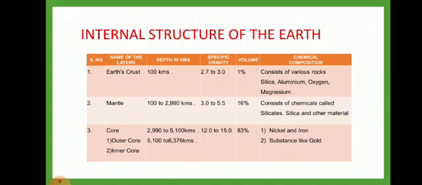Third one, core. Outer core, 2990 kilometers to 5100 kilometers, and inner core, 5100 kilometers to 6376 kilometers. Specific gravity 12 to 15. Volume 83%. Chemical composition: the outer core has nickel and iron, and the inner core has substances like gold.